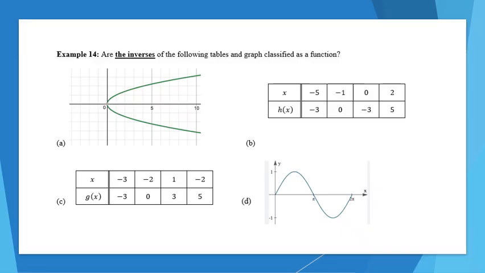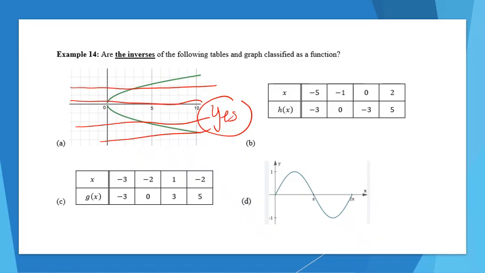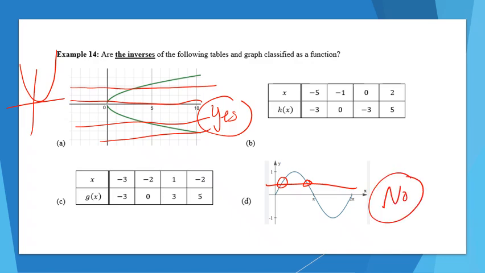Right, now let's try example 14. Are the inverses of the following tables and graphs classified as a function? So let's see here. What we want to see is that this passes the horizontal line test. So this would be yes, its inverse would be a function. Its inverse is actually just going to be a parabola like that. That's what the inverse should look like. Here, this does not pass the horizontal line test, so no, the inverse of that would not be considered a function.